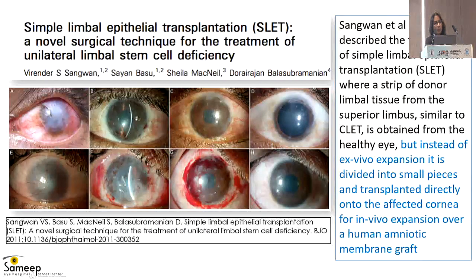Then in 2012, Sangwan et al. described the technique of simple limbal epithelial transplantation, where a strip of donor limbal tissue from the superior limbus, similar to CLAL, is obtained from the healthy eye, but instead of ex vivo expansion, it is divided into small pieces and transplanted directly onto the affected cornea for in vivo expansion over a human amniotic membrane graft.